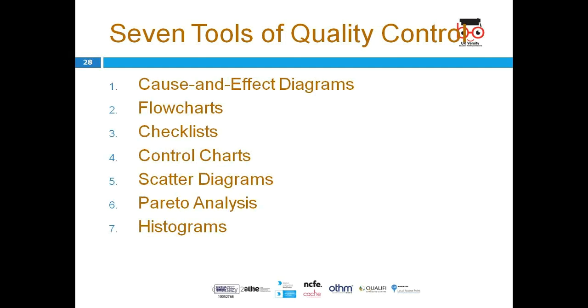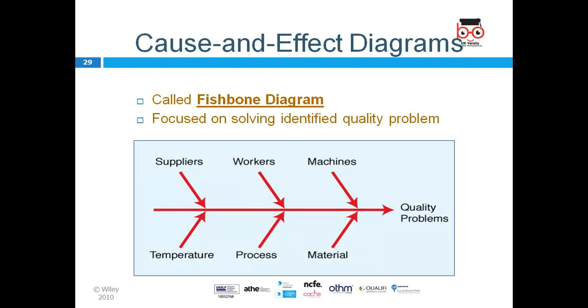So the seven quality control concepts are: cause and effect diagram, flow chart, checklist, control chart, scatter diagram, Pareto analysis, and histogram. The Pareto rule is 80-20: 80% of customers buy 20% of the products, and 20% of customers give us 80% of sales. So these are the different models.